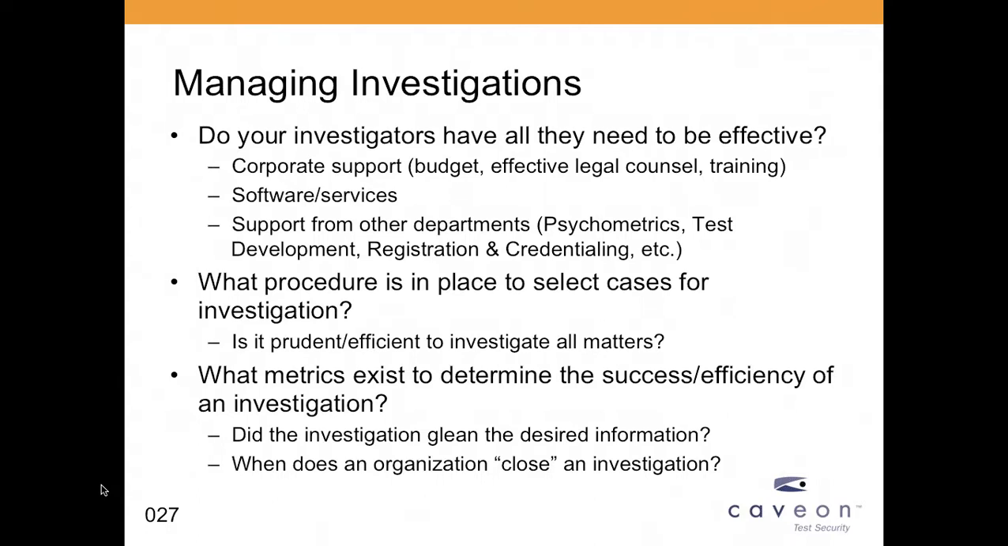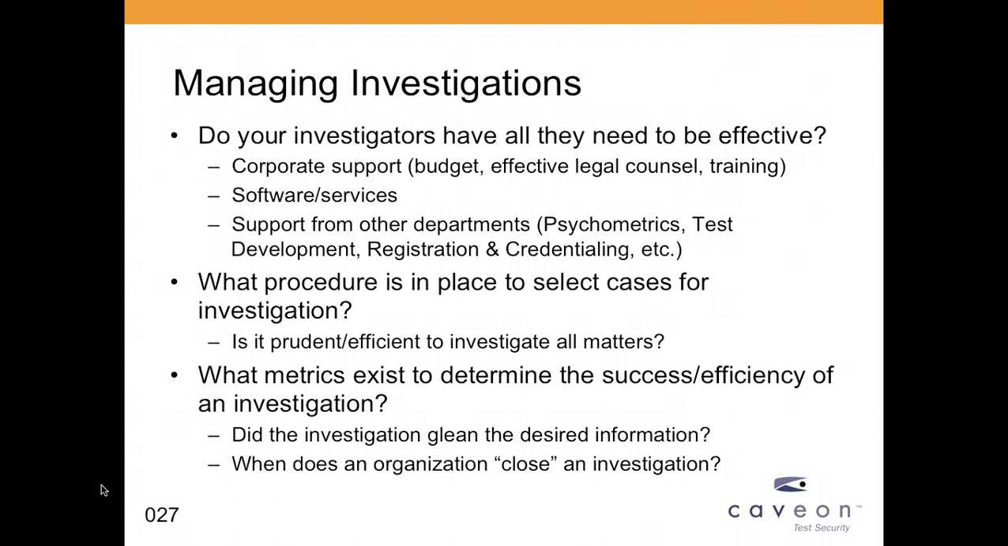Here are just some points to bear in mind when that breach or that incident occurs and you're doing everything you can to gather all the facts and data. First, do your investigators have everything they need to be effective? And that can include corporate support. Do they have the money they need? Are they trained? Have you consulted either in-house legal resources or external counsel to evaluate the issues relevant to this particular breach or your program? They may need access to software, internet resources, technology. Do they have that? And do they have the support they need from other departments within your organization, whether it's the psychometricians who can explain to them why the data forensics looks strange, or the test development folks. There are a variety of individuals in your organization who almost certainly will have relevant information for them.